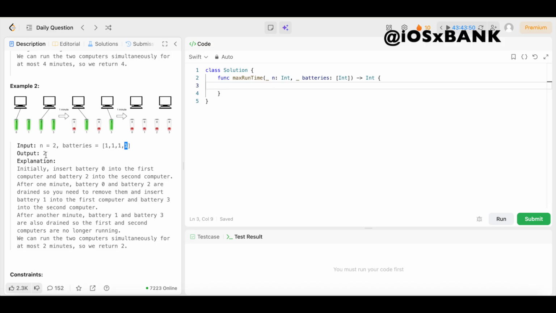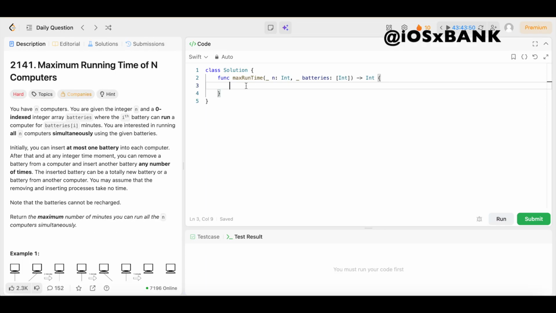So in total, both computers were running at the same time for 2 minutes. Really it'd be this battery and this battery for the first minute, and these two for the second minute. Boom. So I hope that makes sense to y'all.